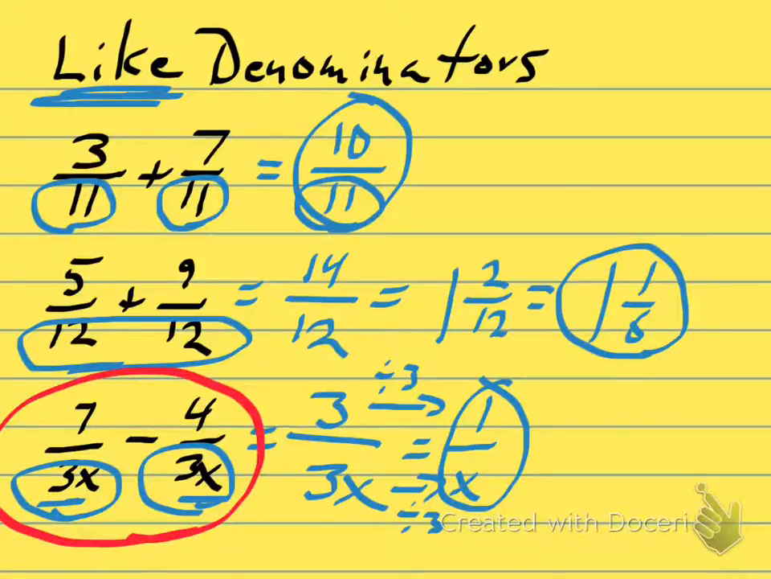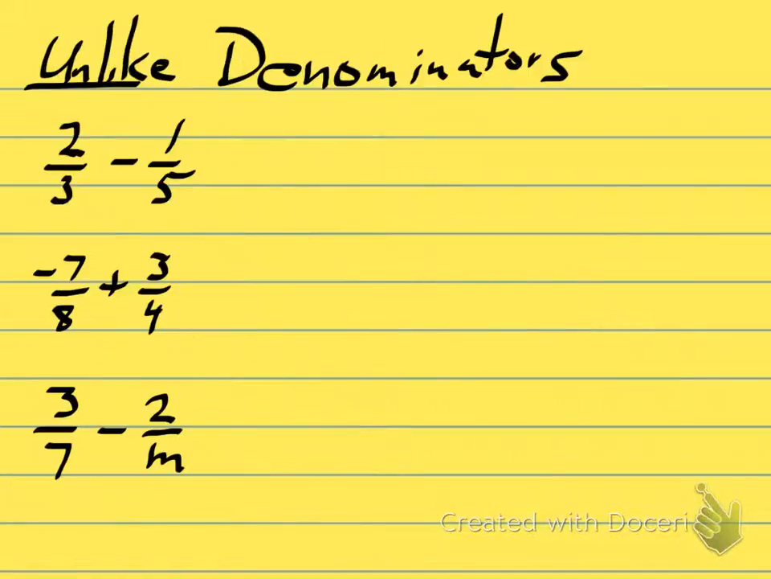Okay, so that's something to be on the lookout for. All right, now let's talk about what happens when you have unlike denominators. We've already talked about this a little bit. There's a couple different ways to deal with getting a common denominator.